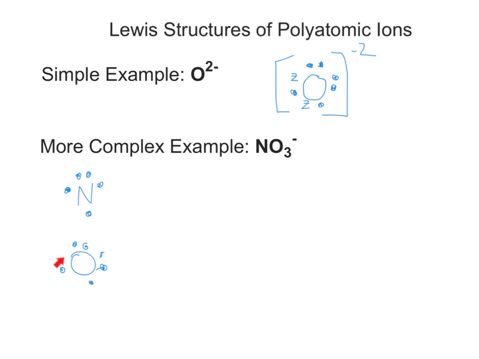Oxygen, however, needs to make 2 bonds. It needs to gain 2 electrons from somewhere. The charge on this ion tells me I only have 1 extra electron to play with, so I'm going to save that until the very end so that I can plug in where I need to. I know that my nitrogen atom is going to be central.